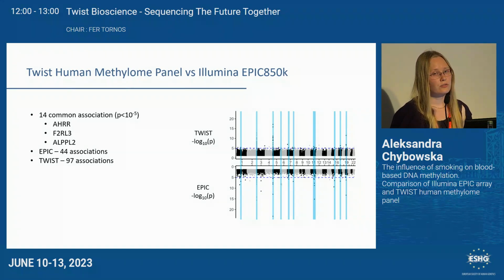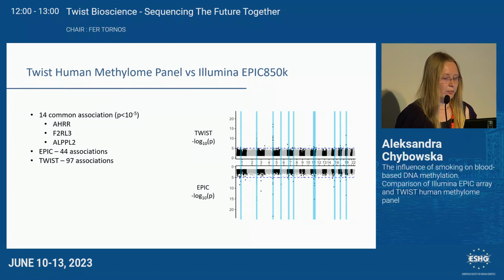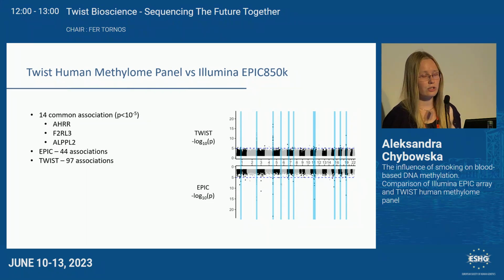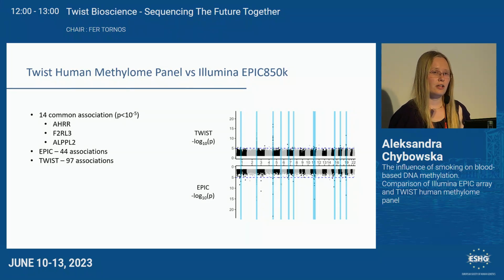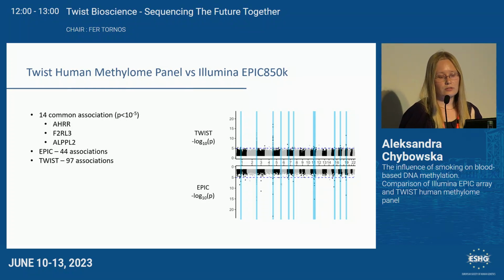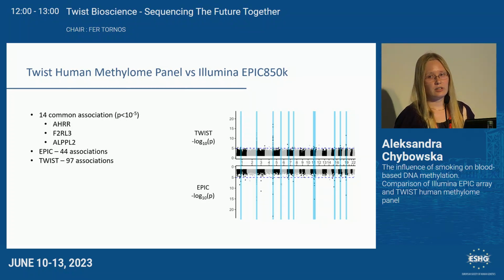Because we analyzed 48 samples altogether, I set the significance threshold to be 10 to the power of -5. Using this threshold, I was able to identify 14 associations that overlapped between the EPIC array and the Twist kit, and they are highlighted in blue in this Miami plot. The common associations included well-known epigenetic biomarkers of smoking, for instance AHRR, F2RL3, and ALPPL2.